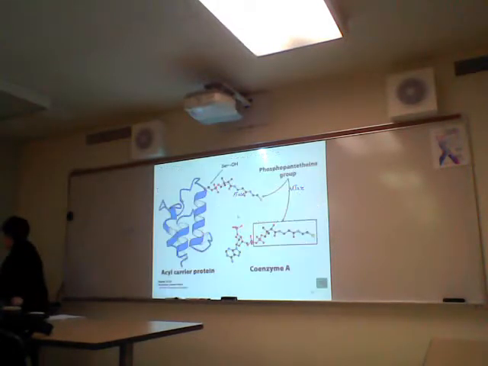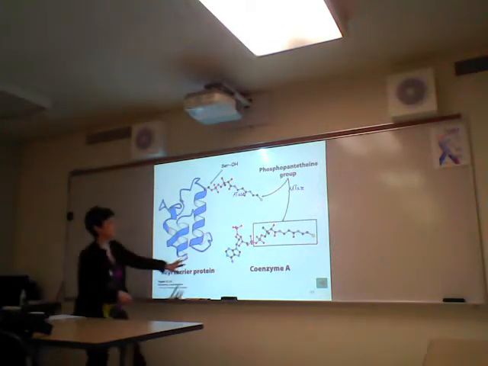So we said these carrier proteins were similar to what structure in our previous cycles? What was it similar to? Didn't it replace our acyl carrier? Right. So instead of coenzyme A, we're going to use this acyl carrier protein. And so if you look at the two structures, they're actually similar in some ways.